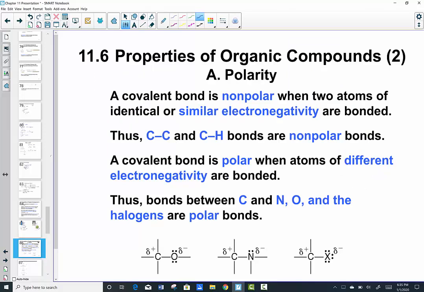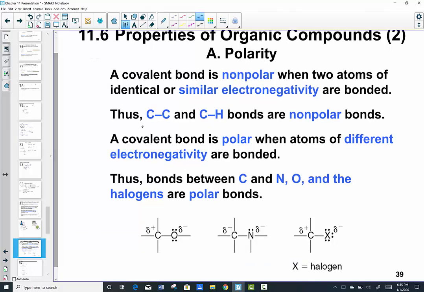A covalent bond is nonpolar when 2 atoms of identical or similar electronegativity values are bonded together. So we'll need to remember specifically 2 nonpolar bonds are carbon to carbon and carbon to hydrogen. Both of those are considered nonpolar based on electronegativity difference being so small. A covalent bond is polar when atoms of different electronegativities are bonded. One atom in the polar bond is much more electronegative, meaning that it can pull the electron density towards itself, giving itself a partial negative charge.